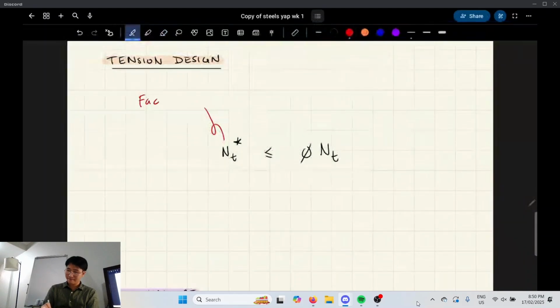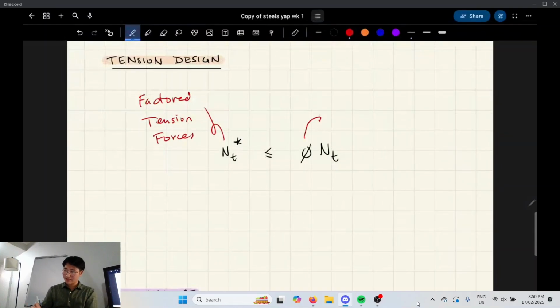Factored tension forces. And is it external or internal? External. Very good. What's phi? Phi is the capacity reduction factor, which is 0.9. Yes. It's 0.9 in tension, and you're going to find it's 0.9 in compression, it's 0.9 in flexure, and there might be something different for shear, but it's going to be 0.9 most of the time.